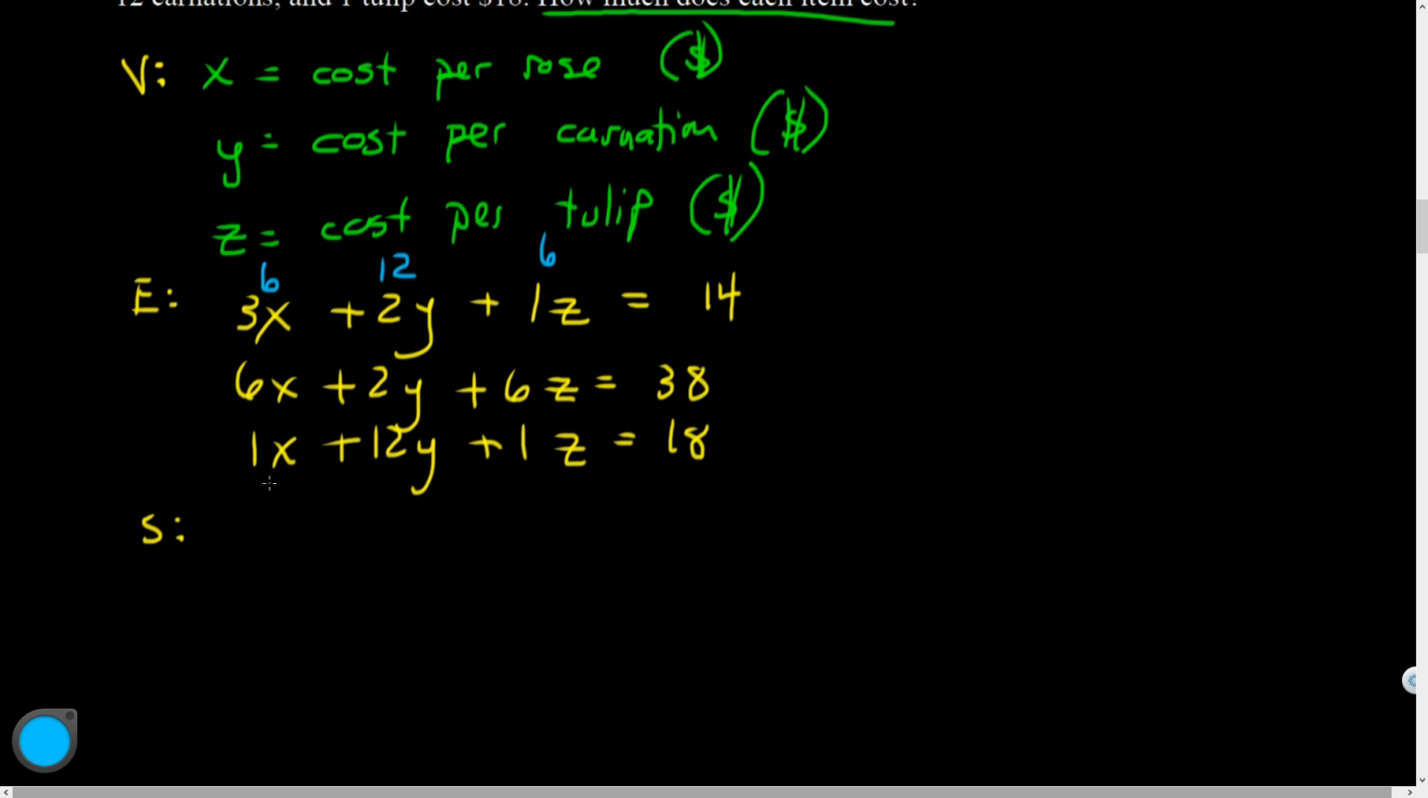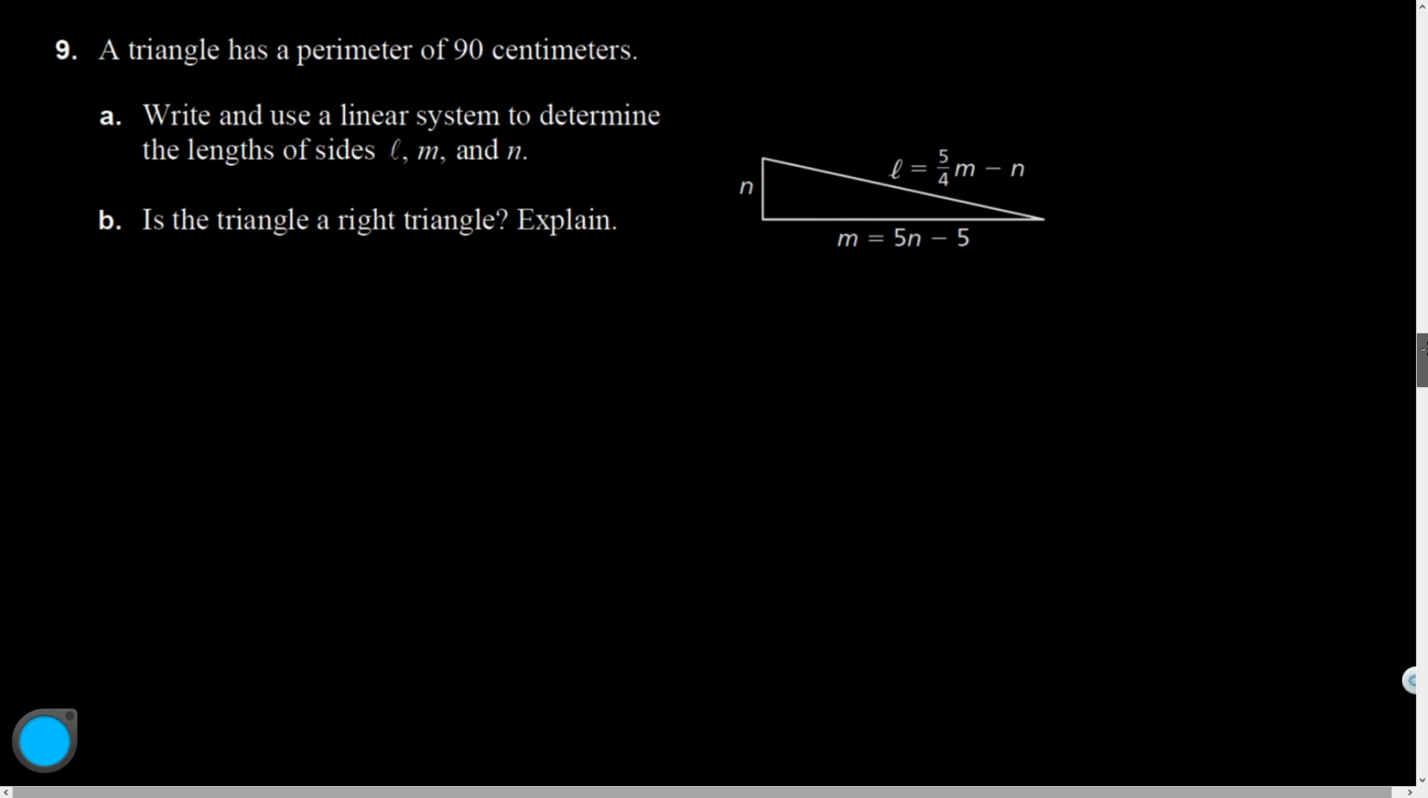I think because this video is going long, I want to keep cruising. And so let's keep going because it's the setups that's going to throw you guys off. Okay, here's another problem. A triangle, and I guess it's not quite as wordy as a word problem is, but here it says a triangle has a perimeter of 90 centimeters. Write and use a linear system to determine the lengths of the sides.